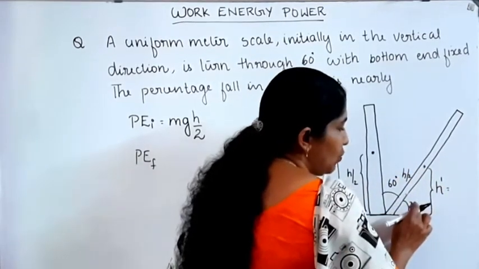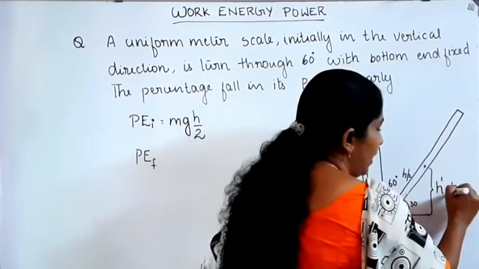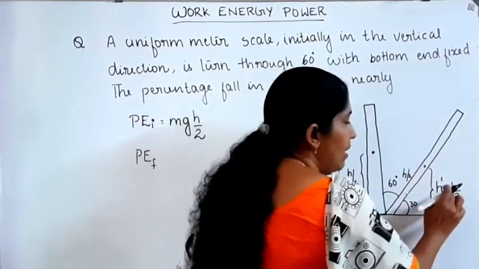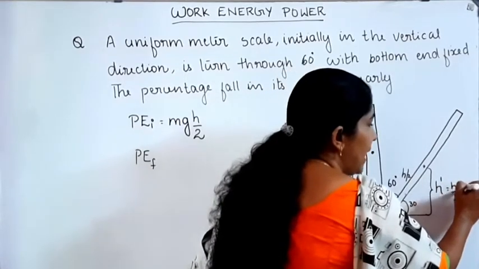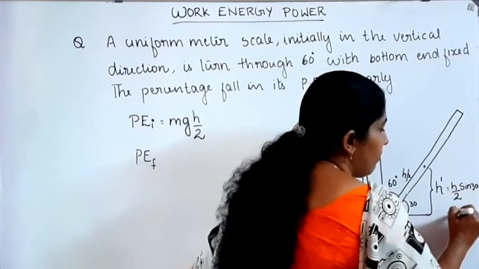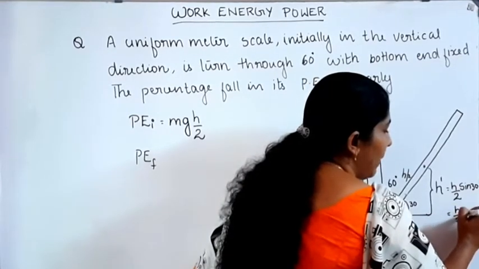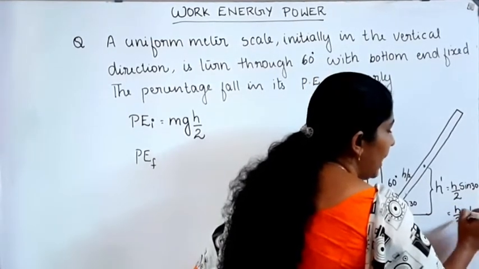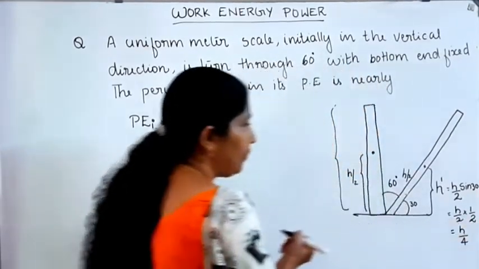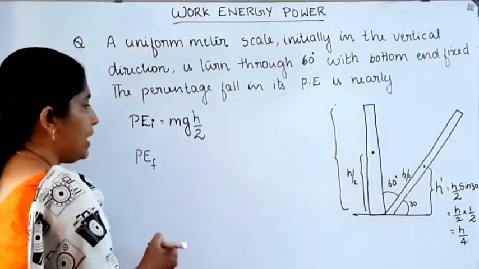That's equal to h by 2 sin 30. H by 2, okay, opposite side. H dash is the opposite side. So h by 2 into sin 30. Sin 30 is equal to 1 by 2. So we can write h by 2 into 1 by 2. Then h dash is equal to h divided by 4.